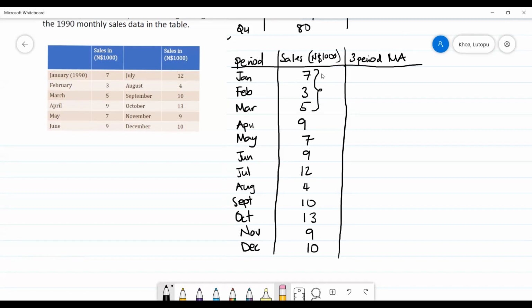Okay, so the 5 will go over here in the middle value. So we have 3 months. The middle is the second one. So that's February. So the 5 will go at February.